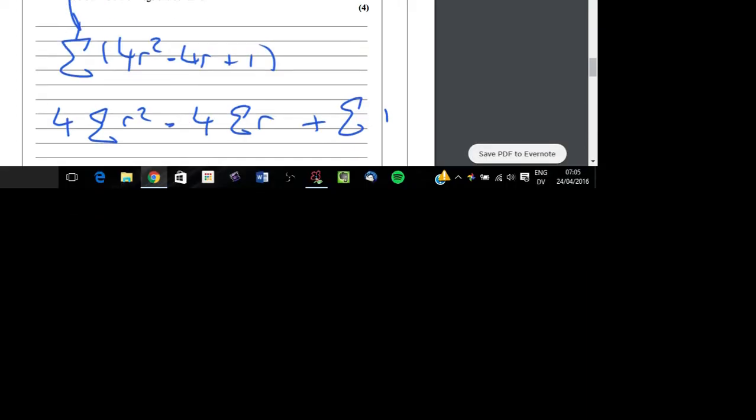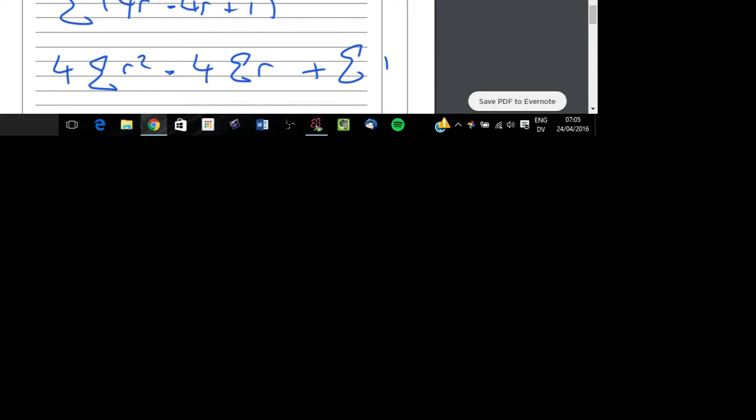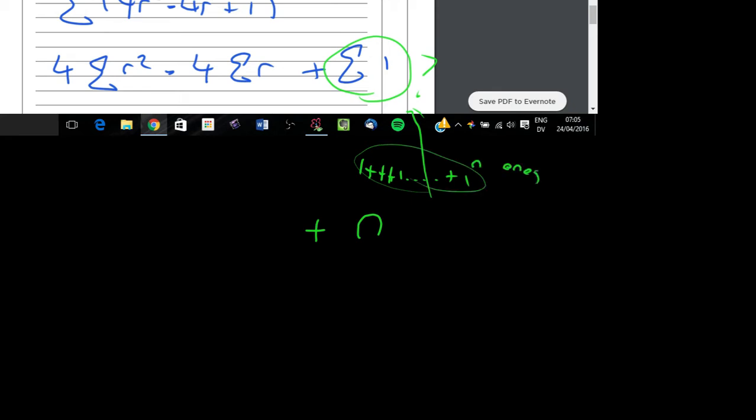This is going to be 4 times the sum of the squares minus 4 times the sum of r plus the sum of 1. Now, of course, since I'm summing each of those things to n and I have the various formulas, I can plug those in. What's this, you might wonder? I'm adding up 1 n times. What could that be? We see it's going to be n, if you think about it for a second. It's just going to be 1 plus 1 plus 1, and so on, plus 1, n 1s. It's going to give me n.